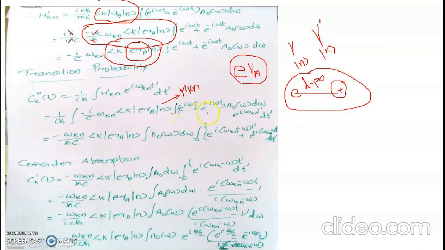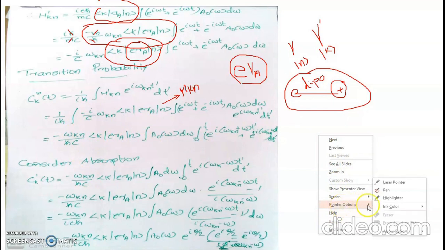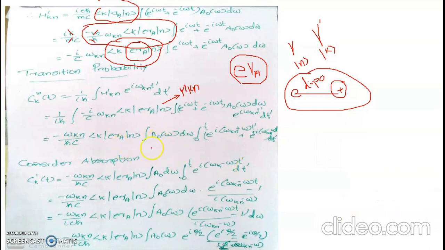e raised to i omega t, e raised to minus i omega t, a0 of omega d omega, e raised to i omega kn t prime dt prime. You simplify this, you have i vanishing, minus omega kn is constant. So, minus omega kn by ħc, scalar product k e r a k tn, that is the transition dipole moment. Integral a0 of omega d omega, integral 0 to t e raised to i omega kn.